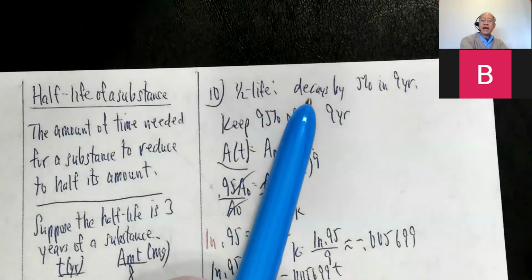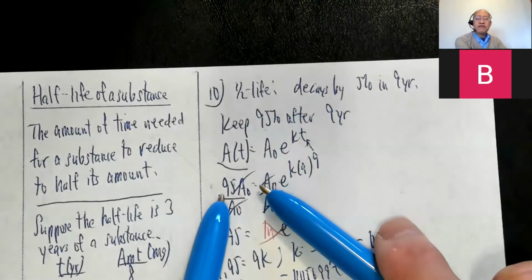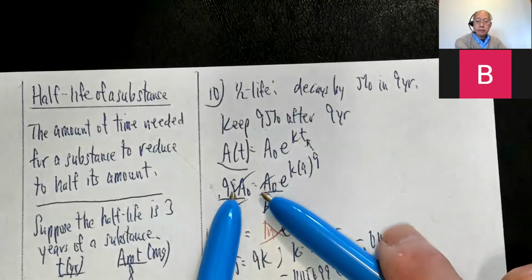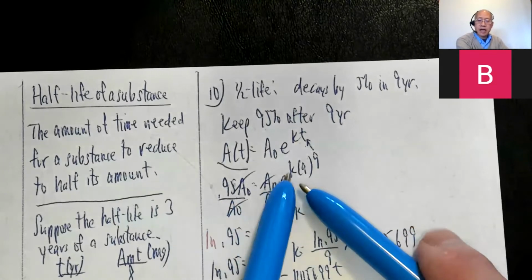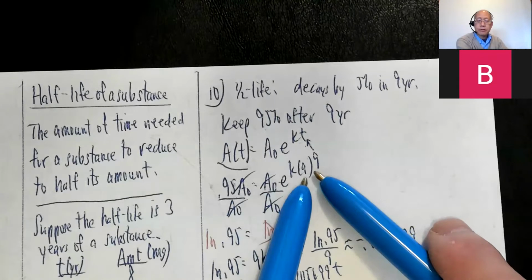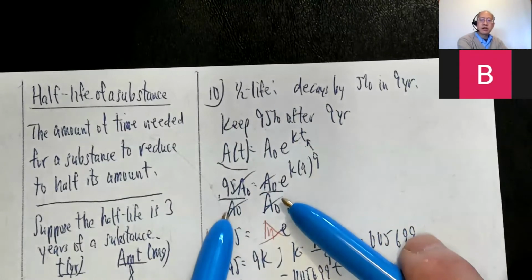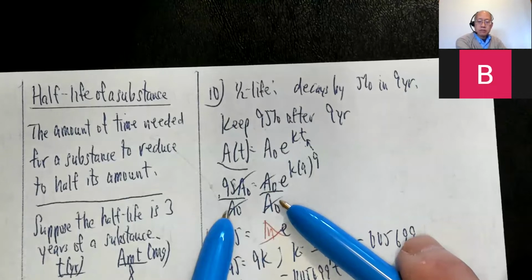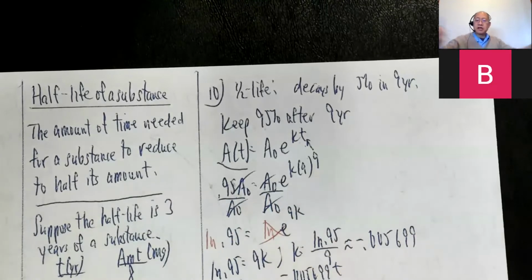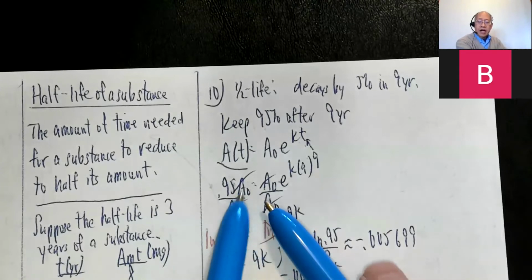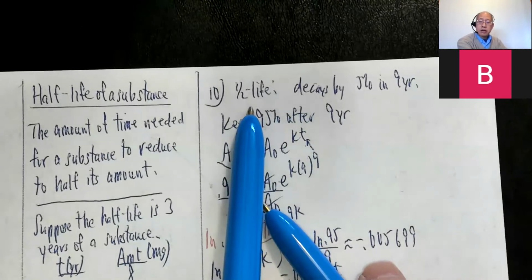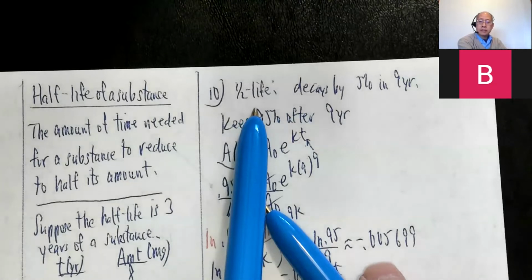Right? So decay by 5% means keep 95% of A0, right? You lost 5%, so I keep 95%. 0.95 A0 is A0 e to the k times the time, which is 9. Notice very conveniently divide both sides by A0, as long as A0 is not 0, you're not allowed to divide by 0. But if there's 0, there's nothing to talk about. There's no substance there. It's got to be a positive quantity. So you can divide by A0, and that kind of proves to you it doesn't matter what A0 is, strangely enough. So you will get the same answer if you had 1 milligram or 1,000,000 tons.